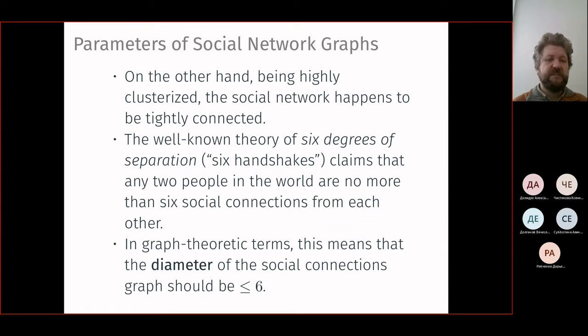In graph theoretic terms, there is a parameter called diameter, and it should be less than or equal to 6. The diameter is the max of the min. For any 2 vertices in a graph, you can compute the distance between them, which is the length of the shortest path, and then you take the maximal distance. So take the 2 most distant vertices and compute the distance between them. In the social network, it's bounded by 6, which is really small given billions of vertices, billions of people.